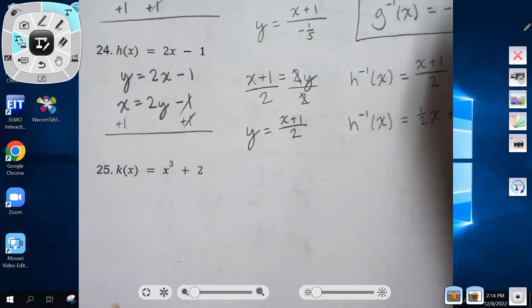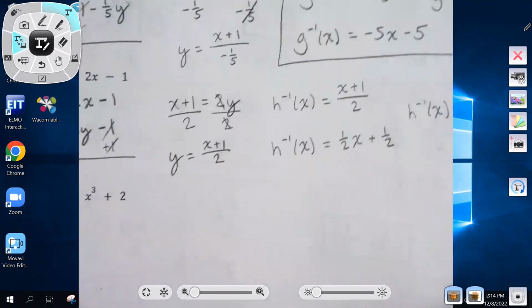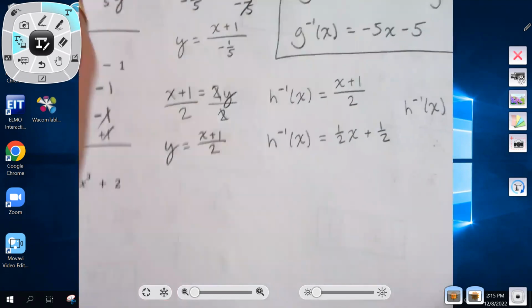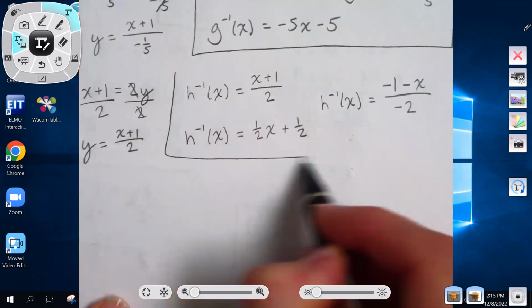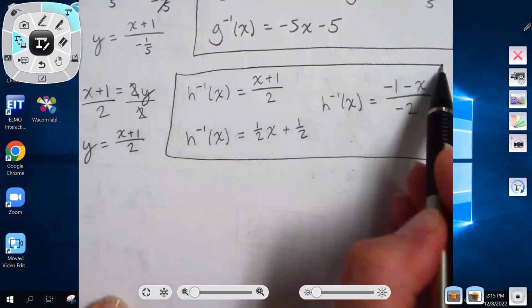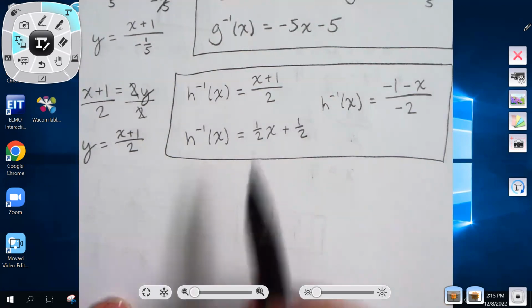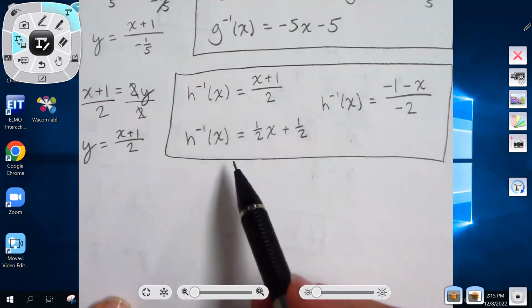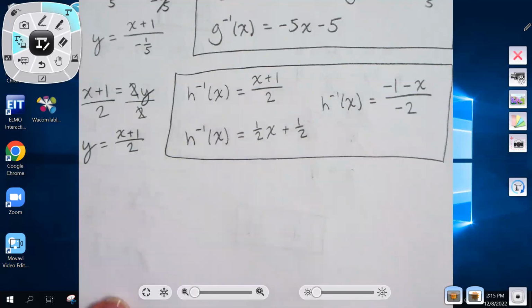Or you could have negative 1 minus x over negative 2. Any one of these three is correct. You don't have to have it written all these three ways. I hope you understand. You could have it any one of these three, and it would be correct.